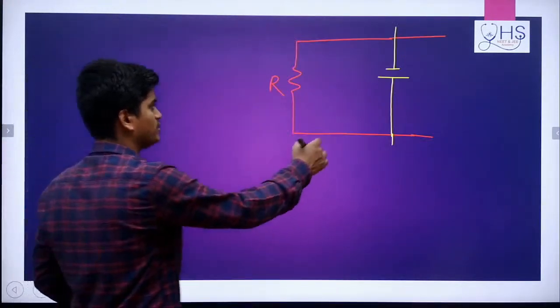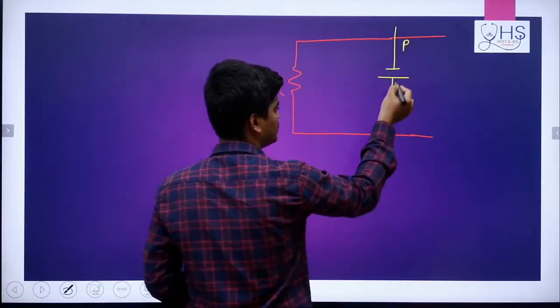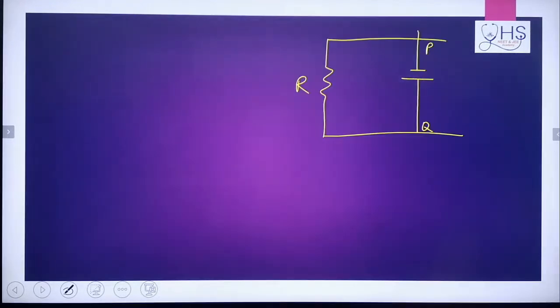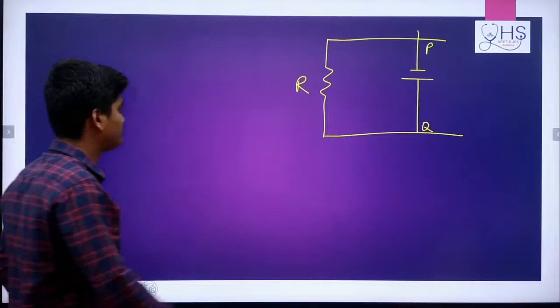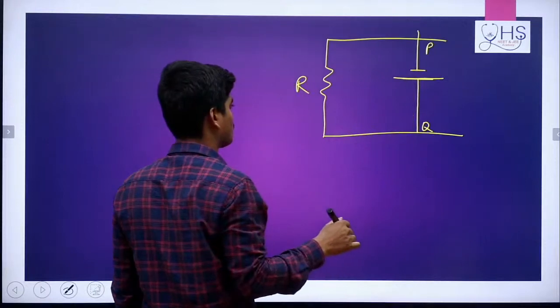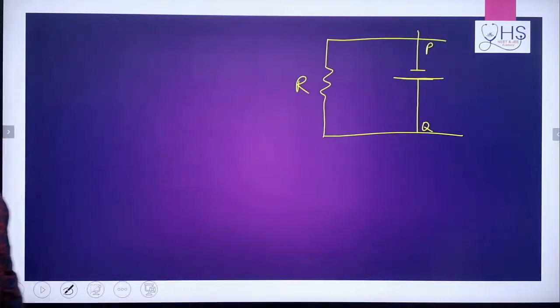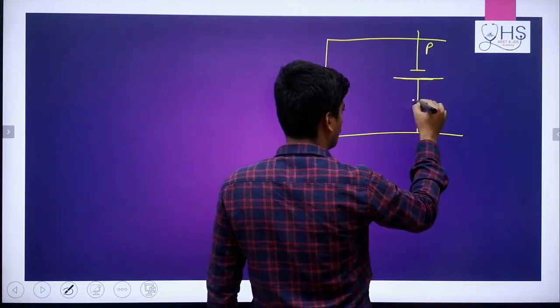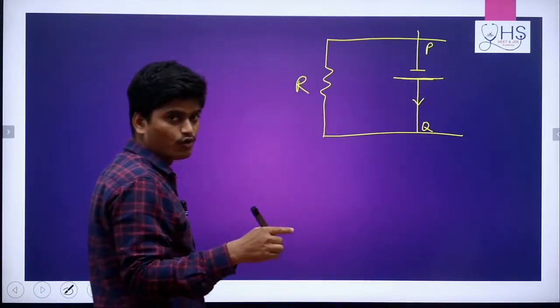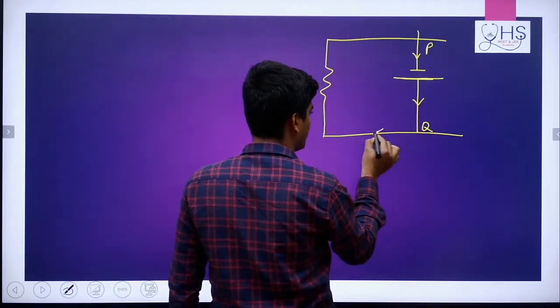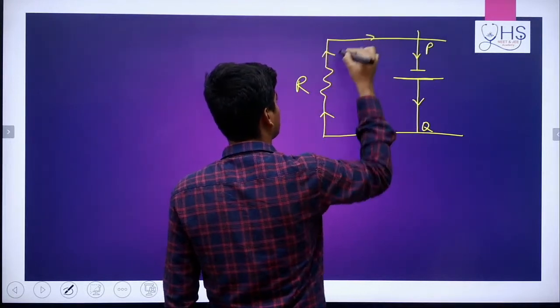The same thing we are doing here. So this is your P, negative terminal, this is your Q, positive terminal. Now current will come out of the positive terminal, that one we know. For a cell, current comes out of the positive terminal and enters the negative terminal. That means this is the direction of current we are giving.